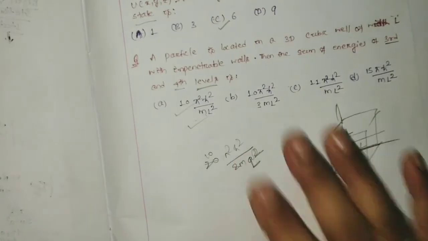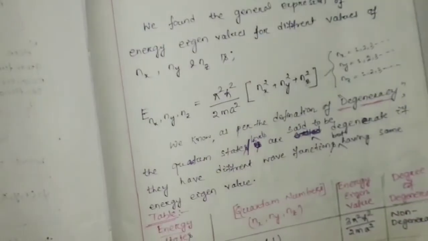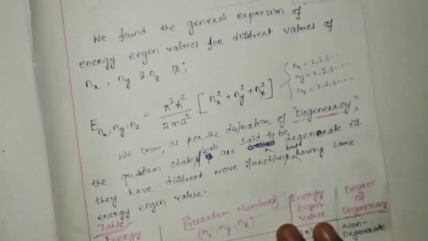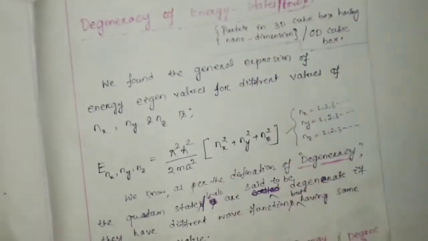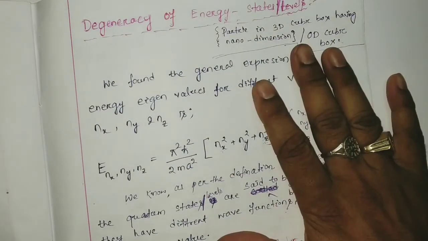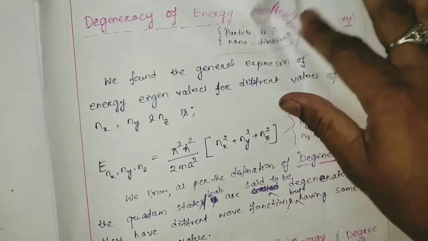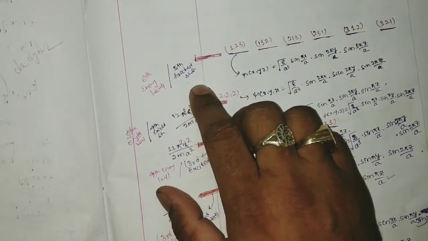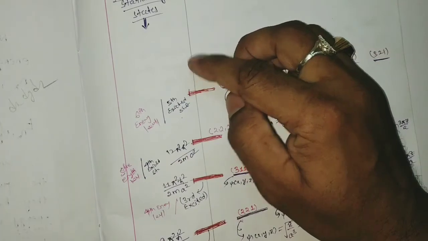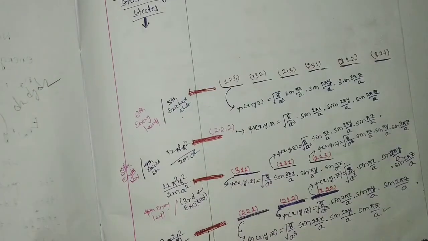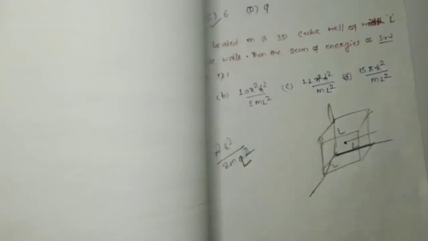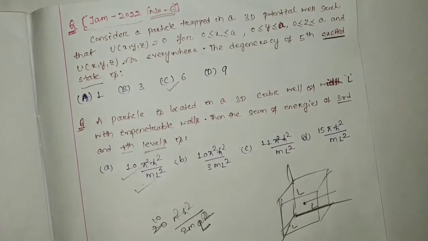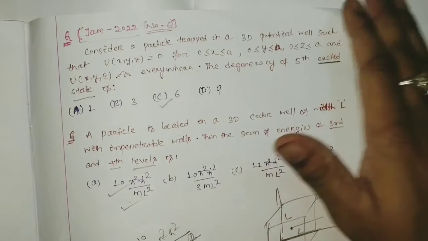I will give the link of this note in the description; you can download it and write it down in your notes. Here I drew up to the fifth excited state. I suggest you draw the sixth and seventh excited states, write down the notes carefully, and consider these two questions. This type of question is always asked in different exams.